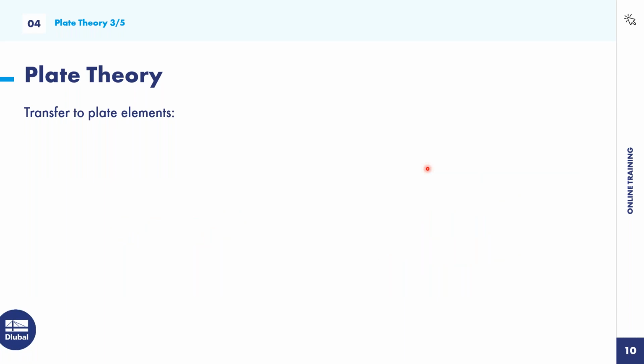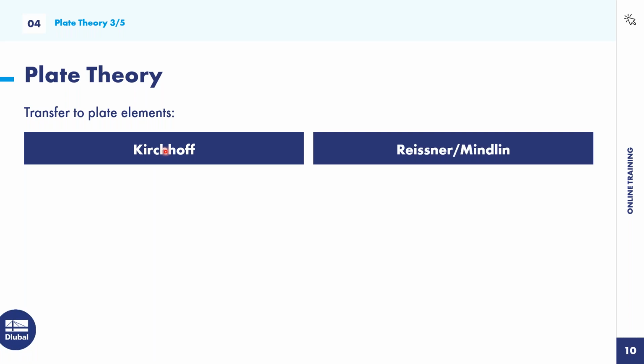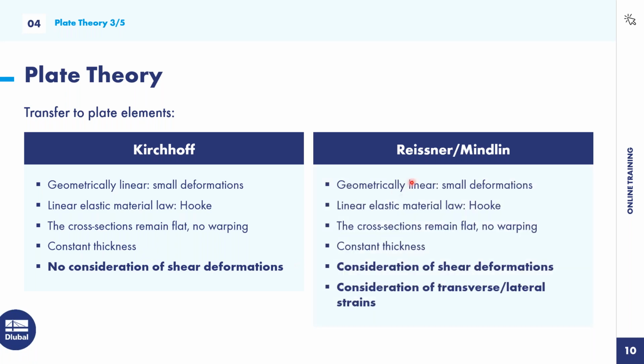Now let's transfer the beam theory to the plate theory. The Bernoulli beam is in the plate theory the Kirchhoff theory, and the Timoshenko is the Reissner-Mindlin theory. So what are the conditions? We have a geometrically linear system, so small deformation, also Hooke's law, cross-section remains flat, no warping, and also a constant thickness. And we don't consider any shear deformations. For Reissner-Mindlin, the four are the same, but we consider shear deformations and also the transverse and lateral strain.